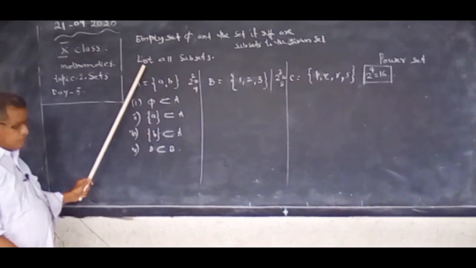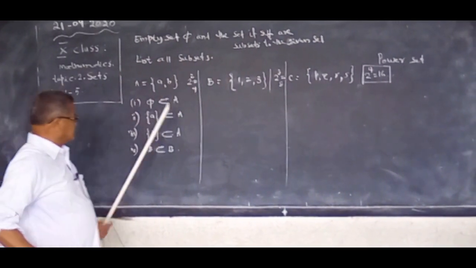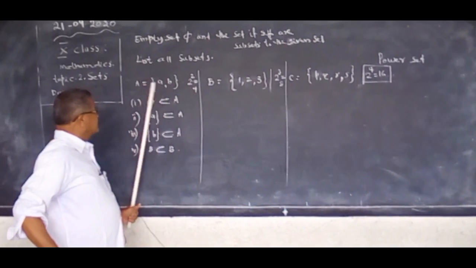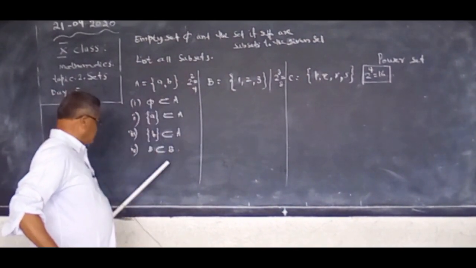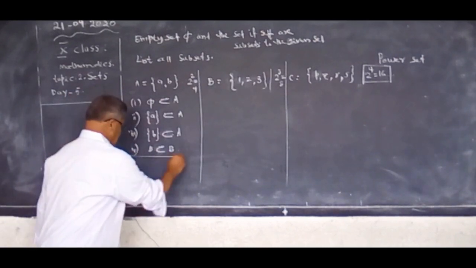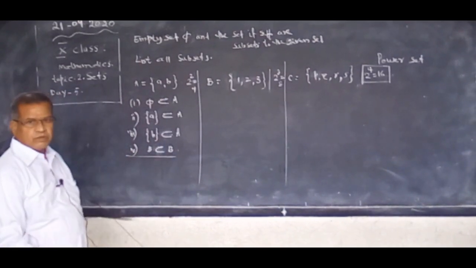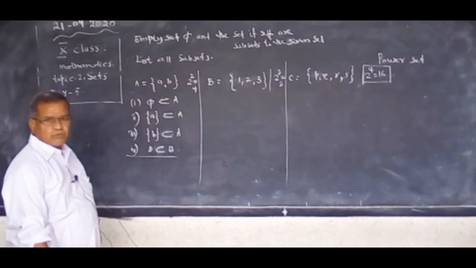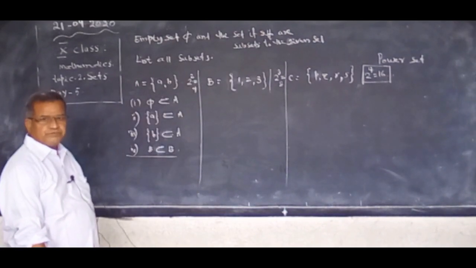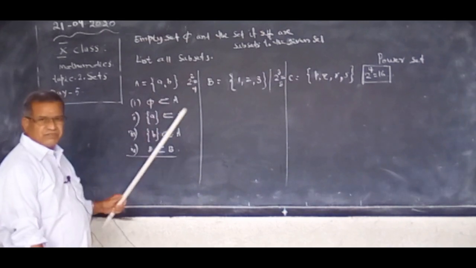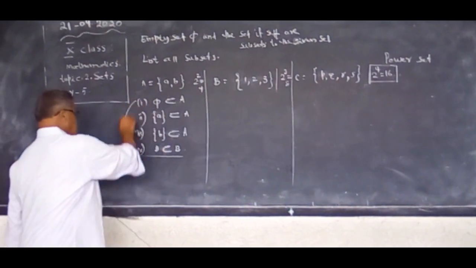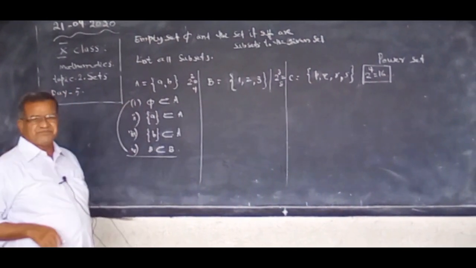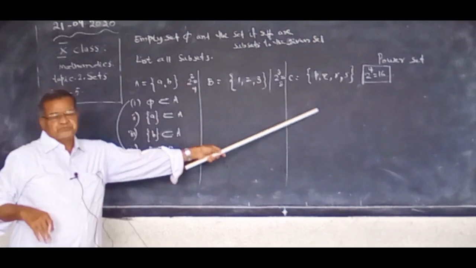They will ask like this: list all subsets. It contains two elements, so we get 4 subsets. Clear? Understood? Very easy. Null set and the set itself. These are common for all sets.